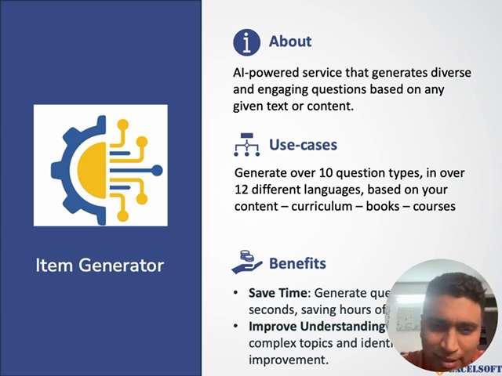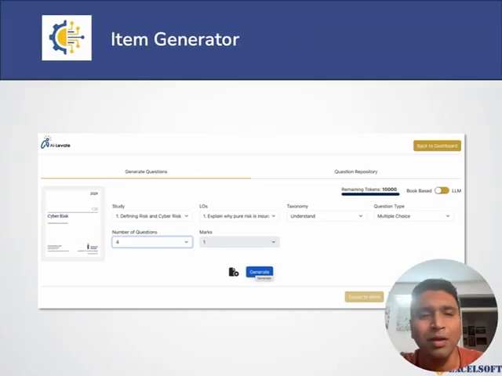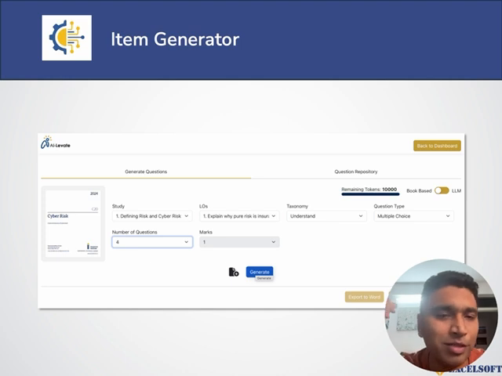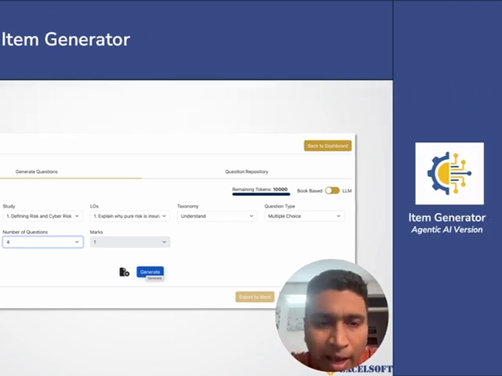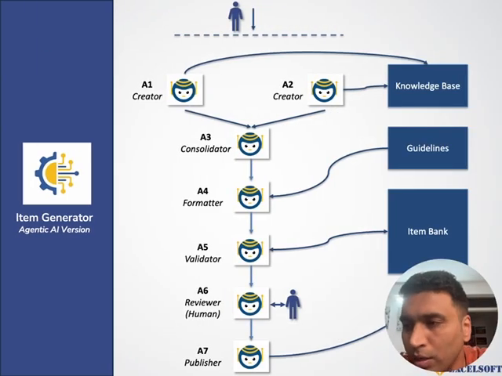You have an item author go into the system and say, I want this chapter, this learning objective, this taxonomy. I want multiple choice questions, 5 of them, generate. Now it would behind the scenes hit a large language model, use a RAG process to generate some items and present it to you. You would make some tweaks and then take it or discard it. The agentic AI world is very different.